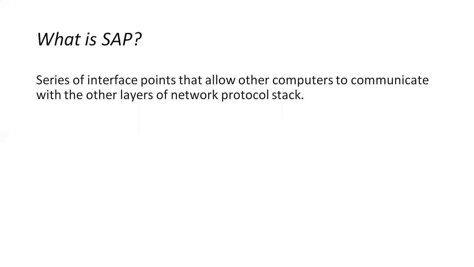What is SAP? SAP is a series of interface points that allows other computers to communicate with the other layers of network protocol stack. SAP means Systems, Applications, and Products in Data Processing. It was developed in 1971 by 5 IBM engineers. It is a German software company whose items permit businesses to track clients and business intelligence.